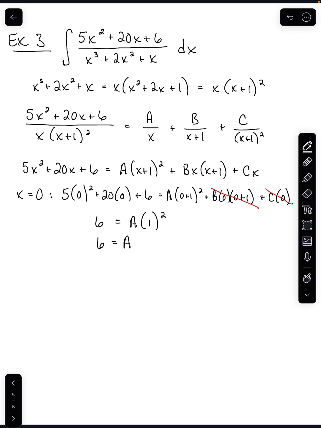We can eliminate the a variable very easily as well by using x equals negative 1. Negative 1 will cause the x plus 1 squared factors to both be 0. And likewise, since the b term also has a factor of x plus 1, choosing x equals negative 1 will also cancel out the b term.